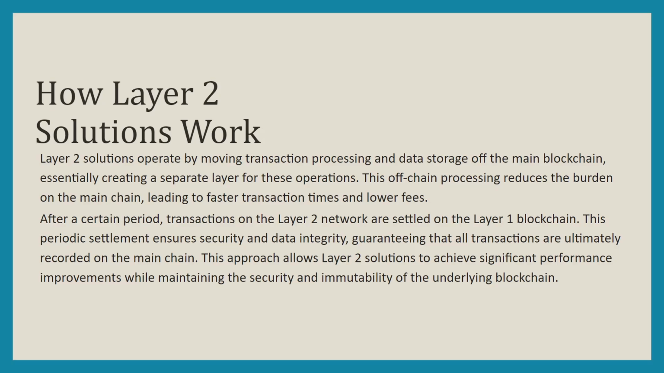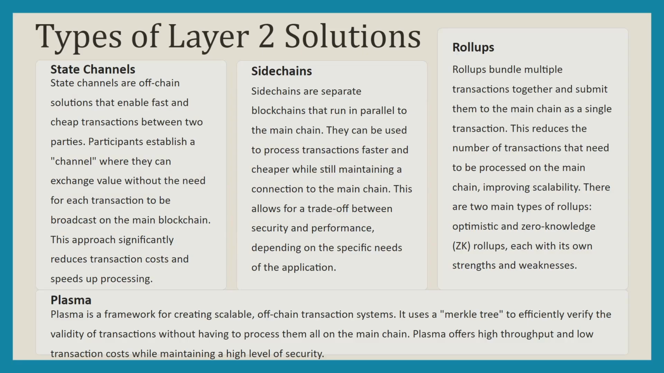This periodic settlement ensures security and data integrity, guaranteeing that all transactions are ultimately recorded on the main chain. This approach allows layer 2 solutions to achieve significant performance improvements while maintaining the security and immutability of the underlying blockchain. So let's talk about the types of layer 2 solutions.